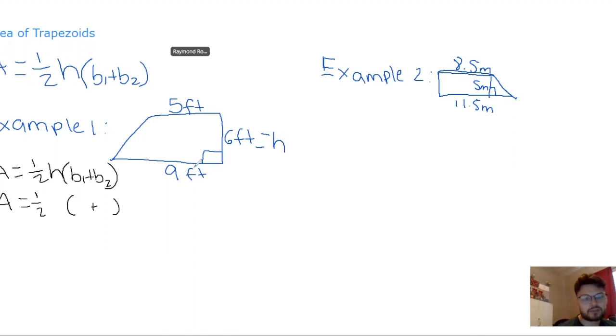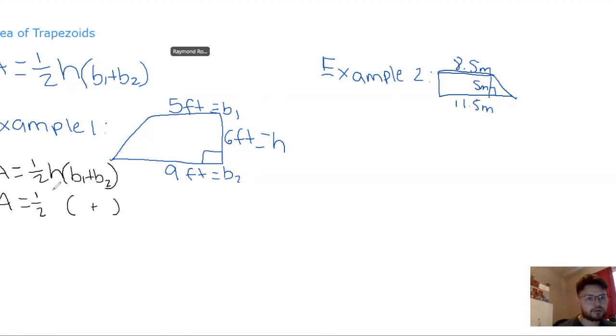And base 1 and base 2, it doesn't matter which one you pick as long as you know that they're both your bases, B1, B2. So let's go, this would be our base 1 for now. This would be our base 2. So we identified our height, a base 1 and a base 2. All we really have to do now is plug it into the formula.